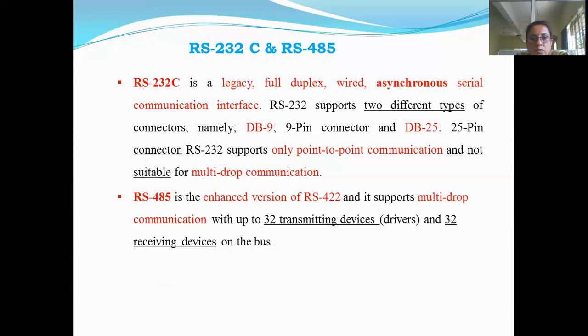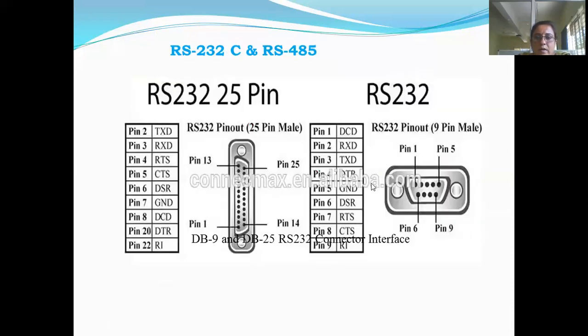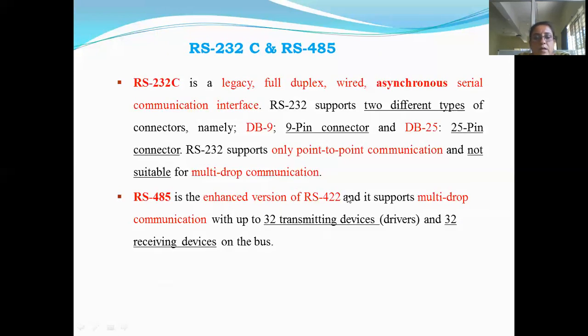In RS-232, there are two different types of connectors, namely DB9, that is a 9-pin connector, and DB25, that is a 25-pin connector. You can see this in the next diagram. You have the RS-232 connector with 9 pins here, and a 25-pin connector. Basically, an example can be given as the modem.